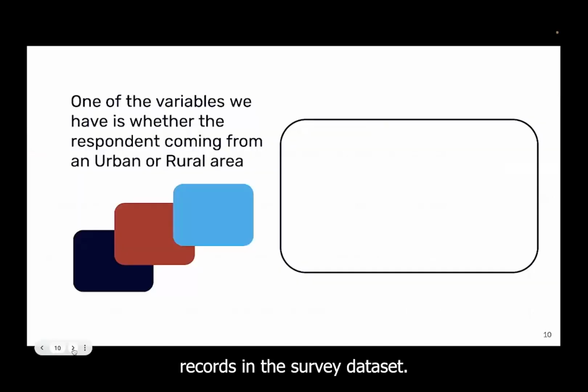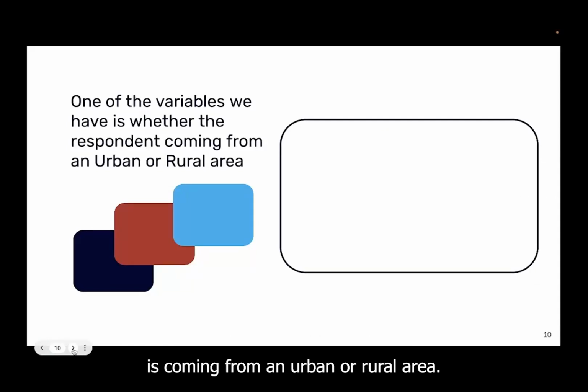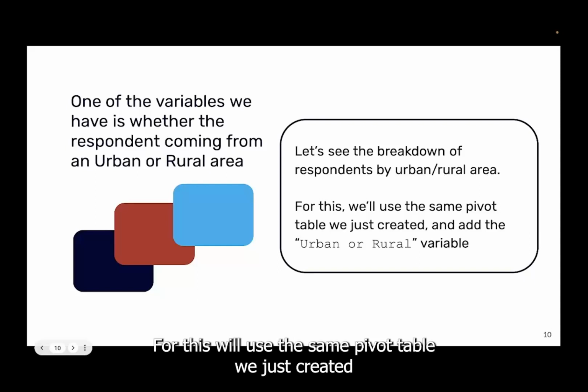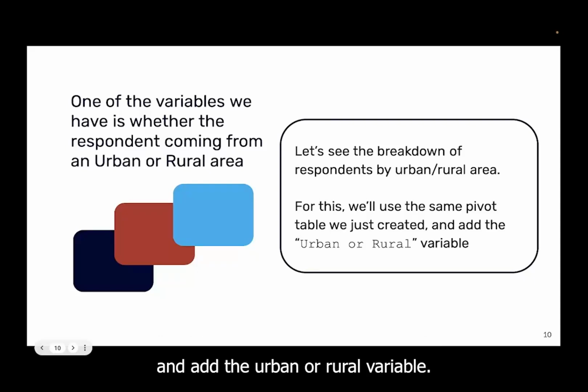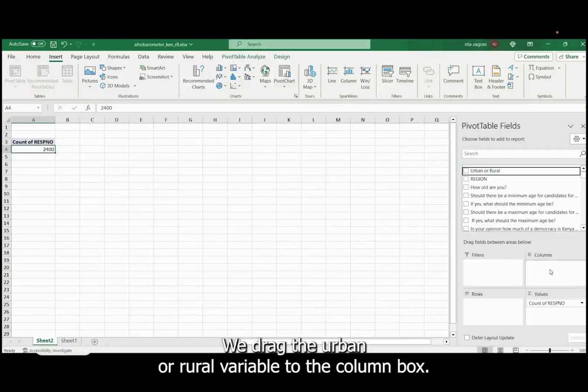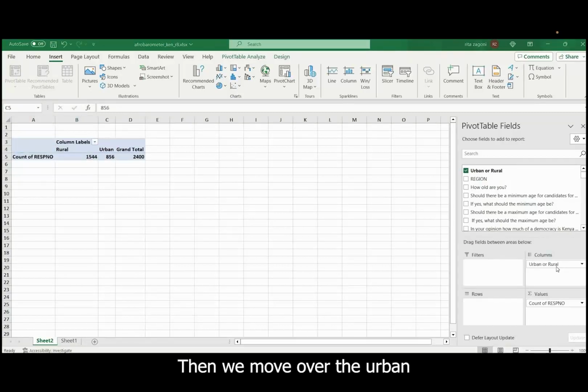One of the variables we have is whether the respondent is coming from an urban or rural area. Let's see the breakdown of respondents by urban/rural areas. For this, we'll use the same pivot table we just created and add the urban or rural variable. We drag the urban or rural variable to the column box. Then, we move over the urban or rural variable from the list to the rows box.